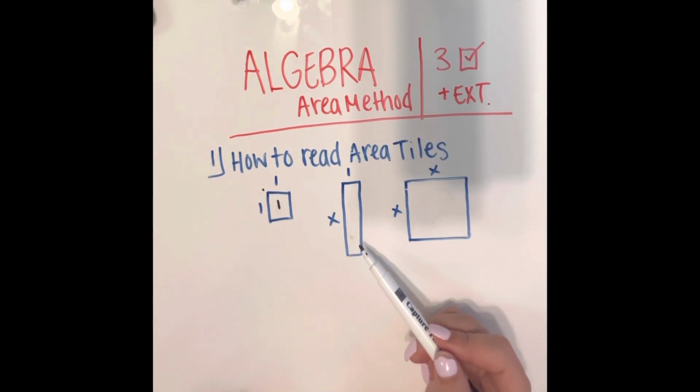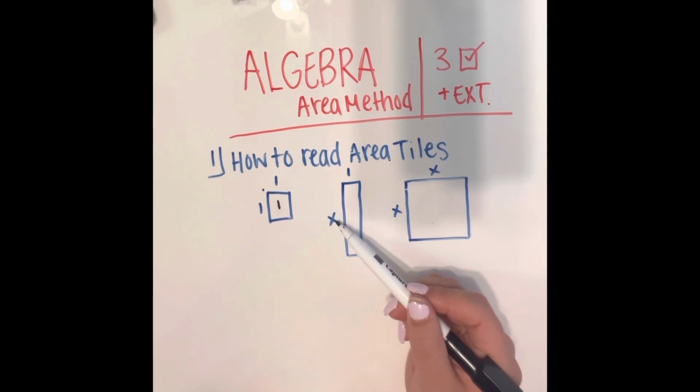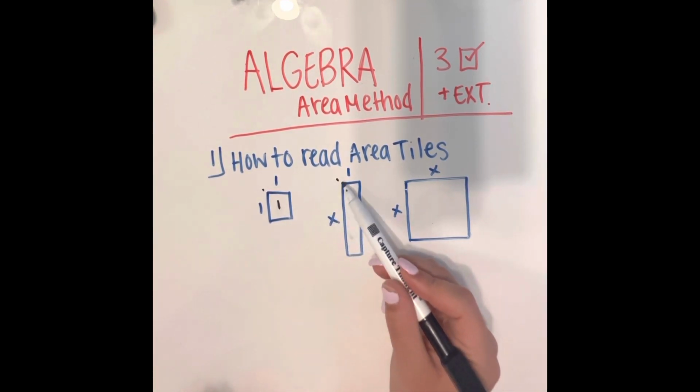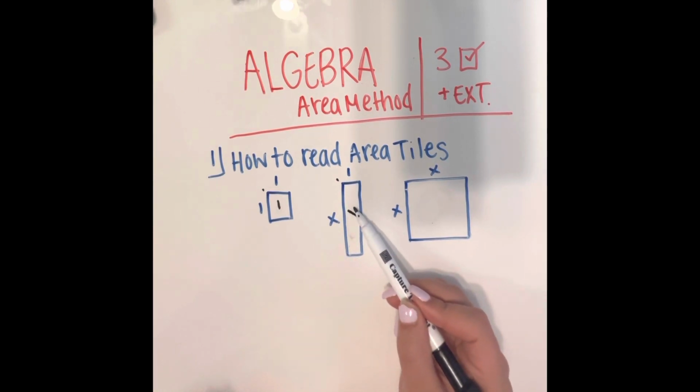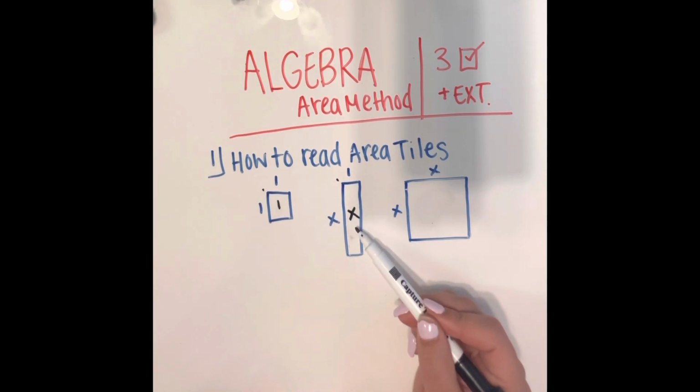We have our second tile. This side, we have a side of x. And on this side, we have a side of 1. So if we multiply x times 1, we're just left with x. So this means that this tile is going to be equal to x.